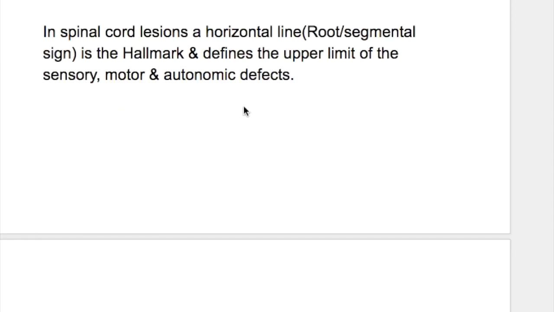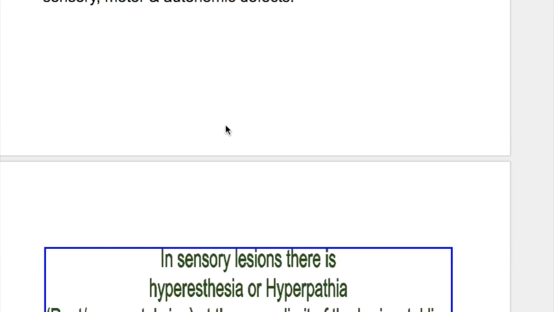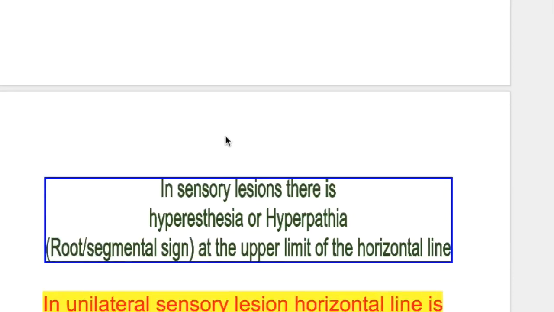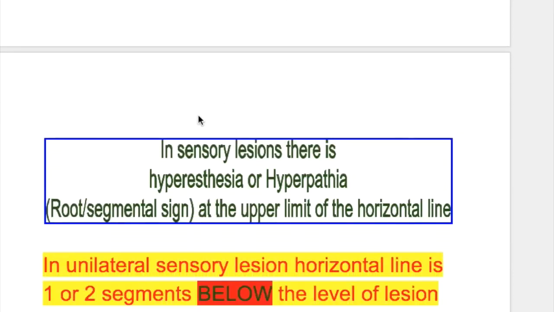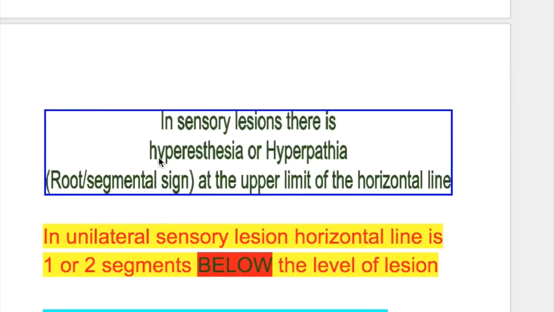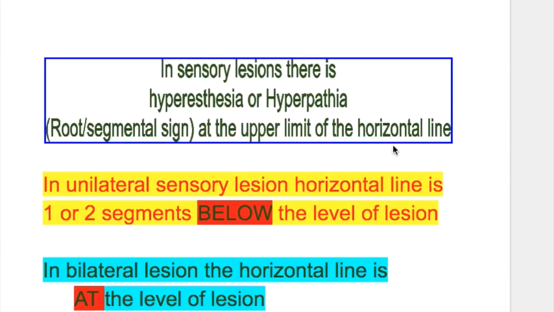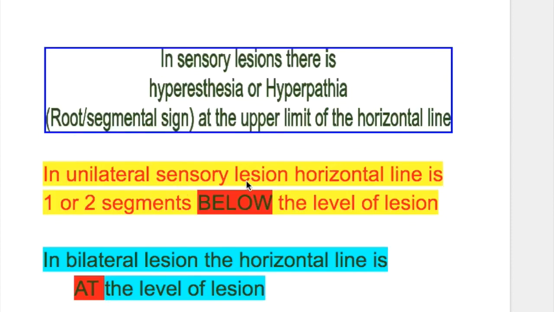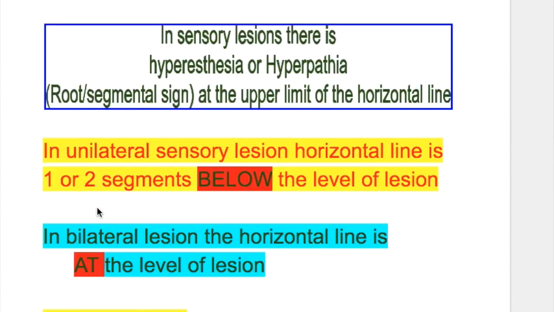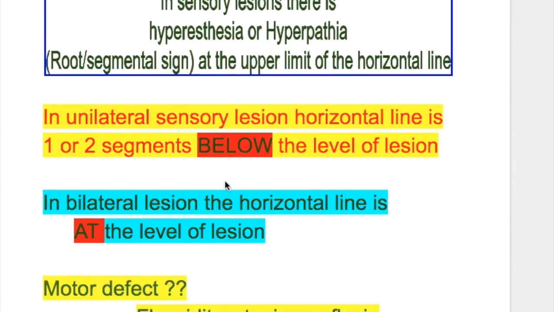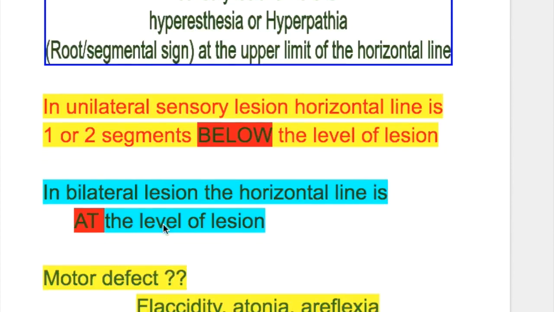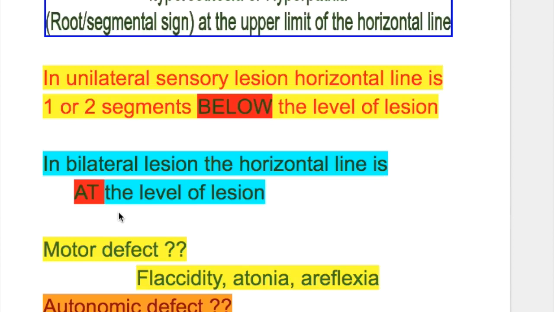In spinal cord lesions, a horizontal line is the hallmark and defines the upper limit of the sensory, motor, and autonomic defects. So what's the upper limit of the sensory defects in spinal cord lesion? In sensory lesions, there is hyperesthesia or hyperpathia at the upper limit of the horizontal line. In unilateral sensory lesions, the horizontal line is one or two segments below the level of the lesion. In bilateral lesion, the horizontal line is at the level of the lesion.